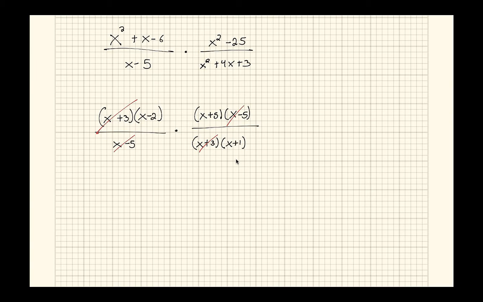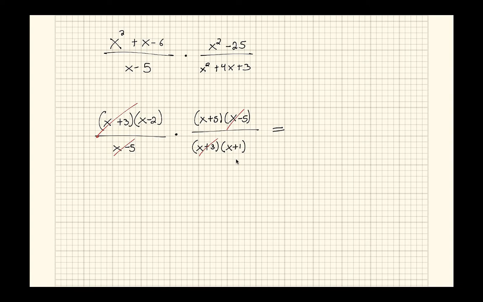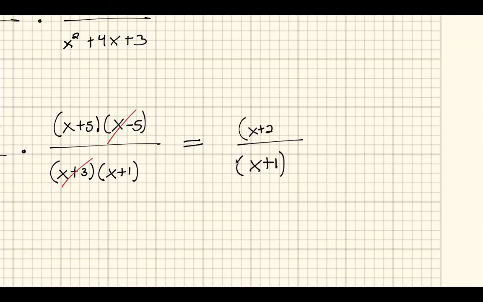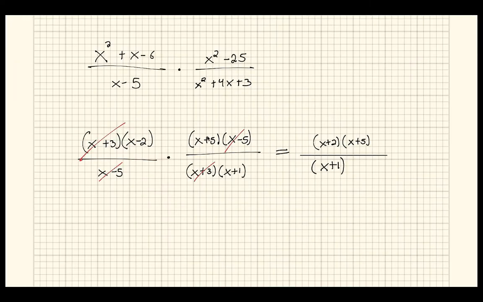And then when we're multiplying this thing, there were two factors in the top still: x minus 2 and x plus 5, and then one factor left in the bottom, x plus 1. So this should be my simplified answer right here: x minus 2 times x plus 5 over x plus 1.